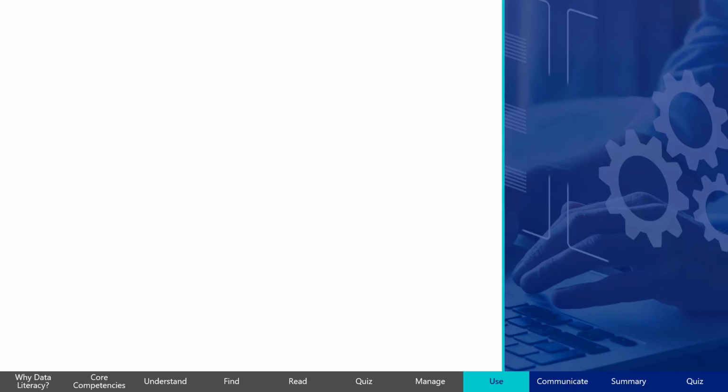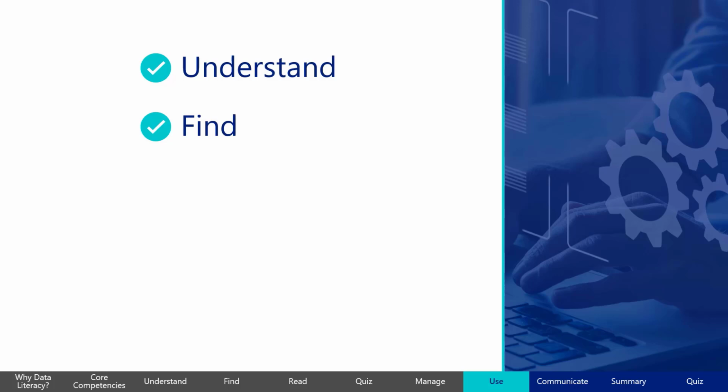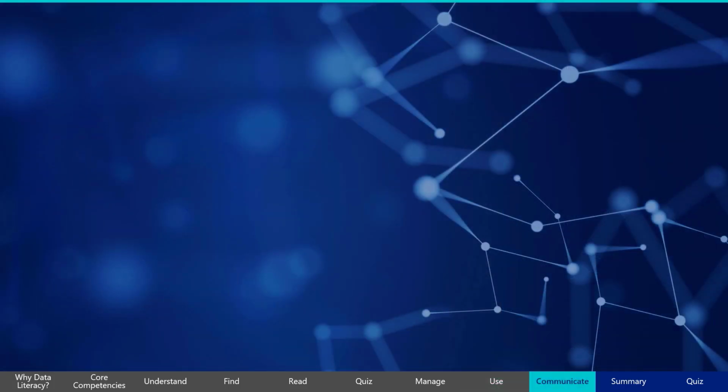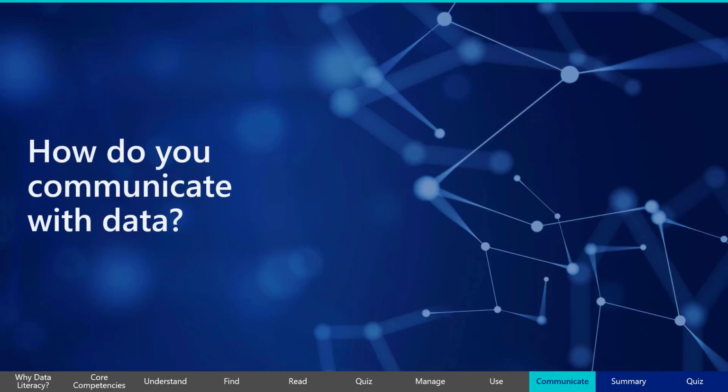So far in this course, we've talked about the first 5 data literacy core competencies. We've talked about what data is and how it can be used to impact business decisions, the importance of being able to find or obtain necessary data, and some things to know when reading or interpreting data. We've also discussed components of managing data and who is responsible for it, as well as things to consider when using data. Let's talk now about the 6th and final data literacy core competency, communicating with data.